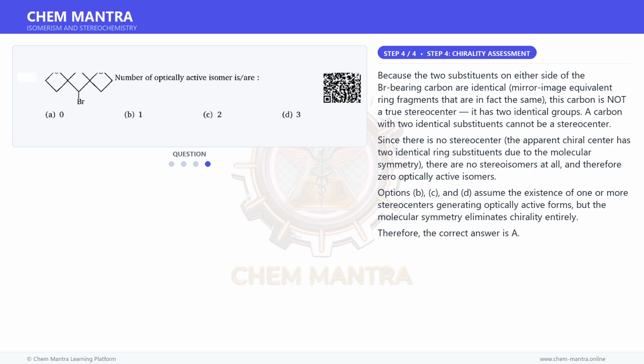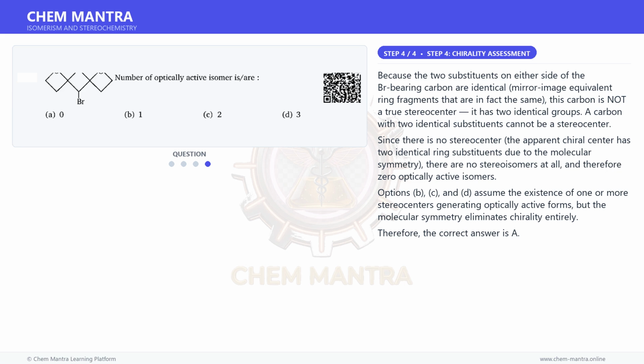And for the final step, because the 2 substituents on either side of the Br-bearing carbon are identical mirror image equivalent ring fragments that are in fact the same, this carbon is not a true stereocenter, it has 2 identical groups. A carbon with 2 identical substituents cannot be a stereocenter.